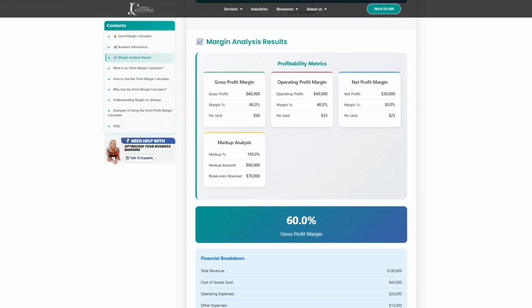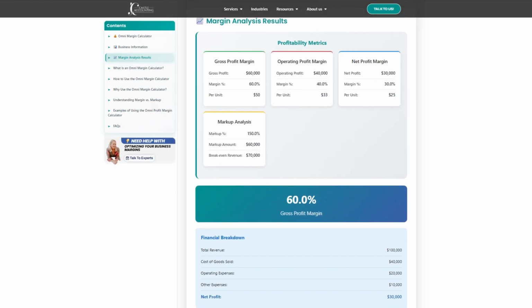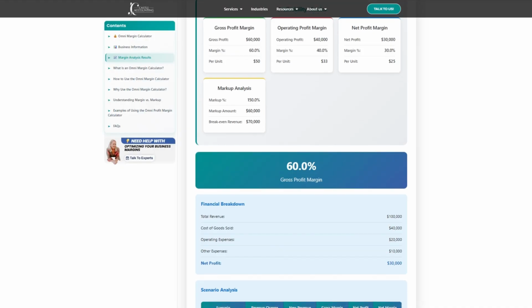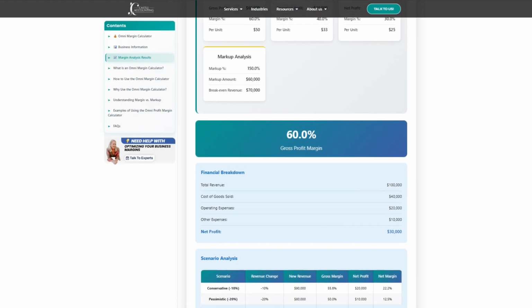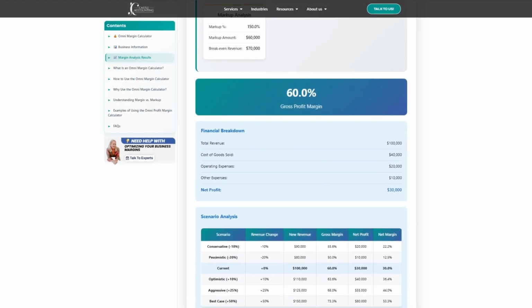Now, this is the most important part: the results. Here you'll see your gross profit margin. This tells you how much money you keep after covering the direct cost of your product or service. Next is operating profit margin, which shows how well your business performs after regular operating expenses. And finally, net profit margin. This is the real number. This tells you what's actually left in your pocket after all expenses.